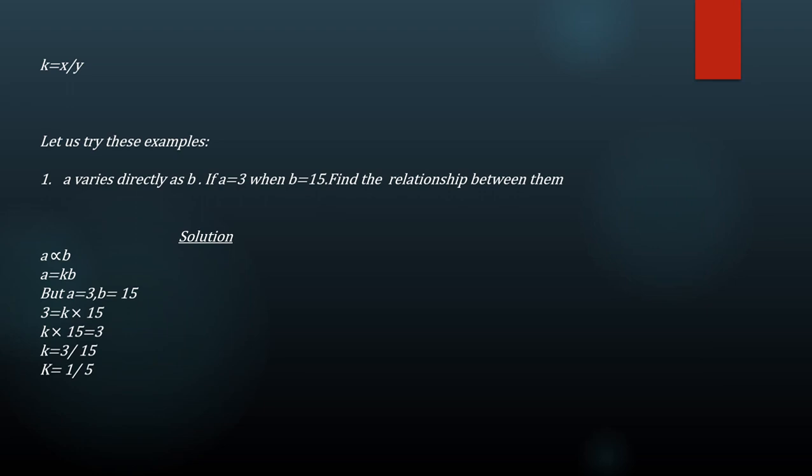But then we're asked to look for the relationship between them. So this is how to present it. From a equals kb, a equals 1 over 5 b, which is the relationship between them. This is the formula connecting them. If anybody asks you to find the formula connecting a particular variation, or the relationship between a particular variation, just find the value of k and then put it back into the equation, and then you're done. So we'll move on to another example.